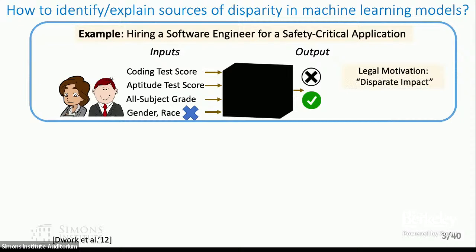And the legal motivation for this is also disparate impact, which refers to policies or practices that affect some group of individuals more adversely than others, even if it is not intentional. But then sometimes there are some features that are more important than others. Like coding test score might be really critical to the hiring of a software engineer. This is where it becomes important: how did the disparity arise? Did it arise primarily due to the coding test score, or were the other features also responsible?